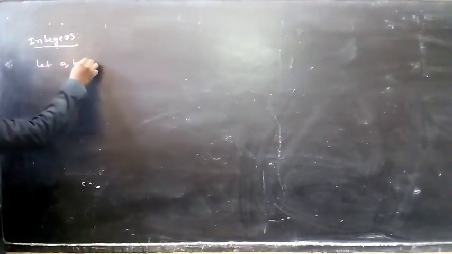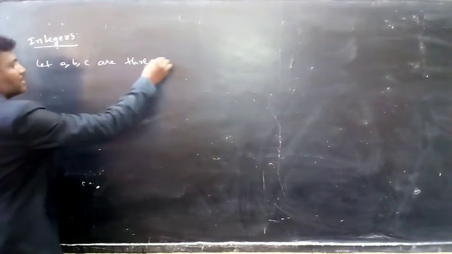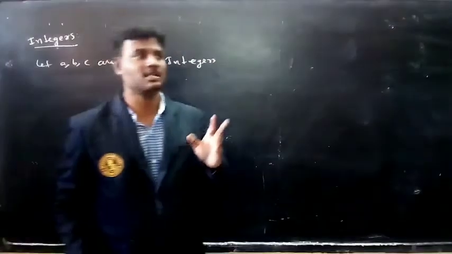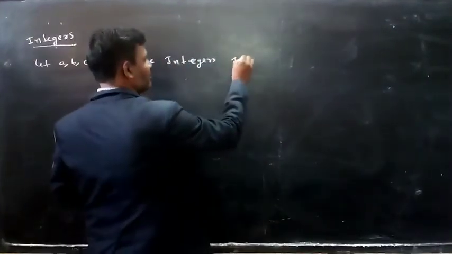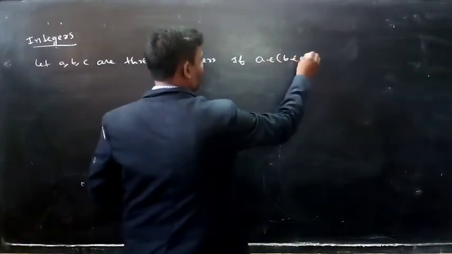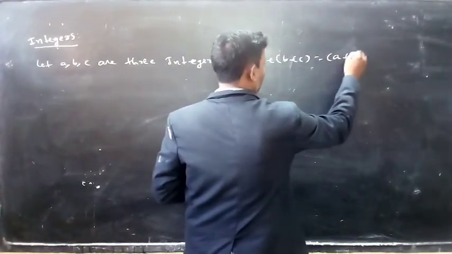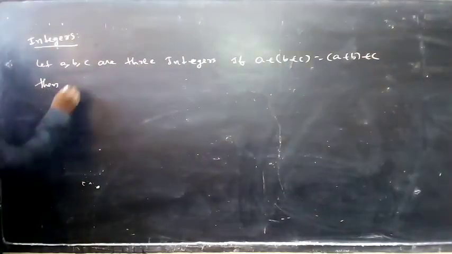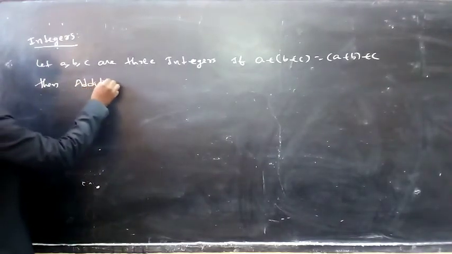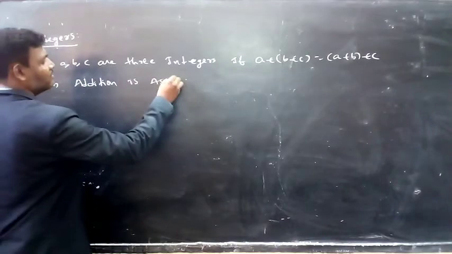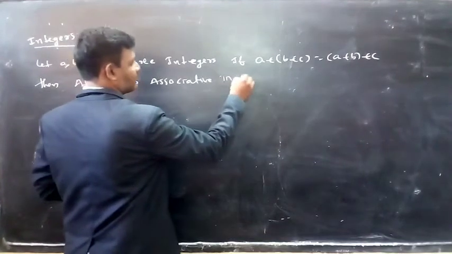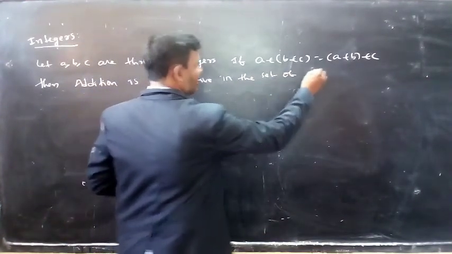Next topic, integers. Let a, b, c be three integers. If (a plus b) plus c is equal to a plus (b plus c), then addition is associative. Addition is associative in the set of integers.